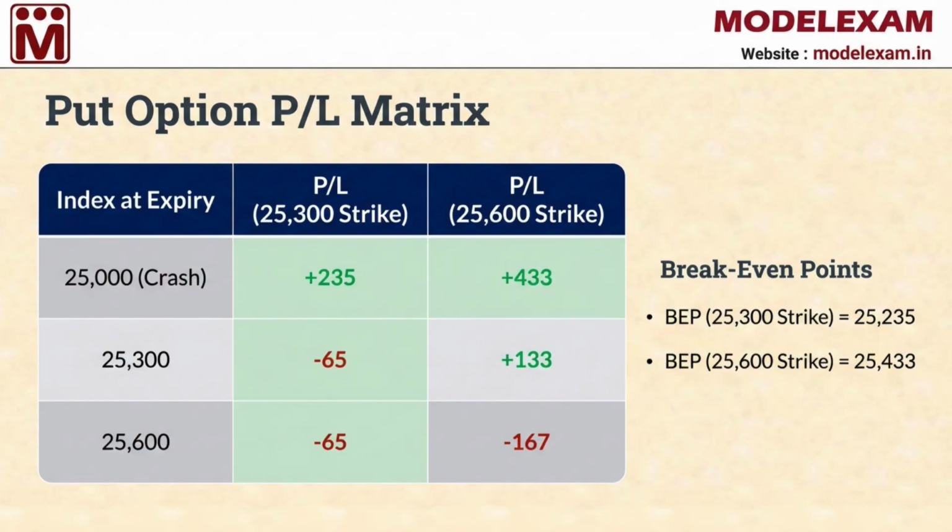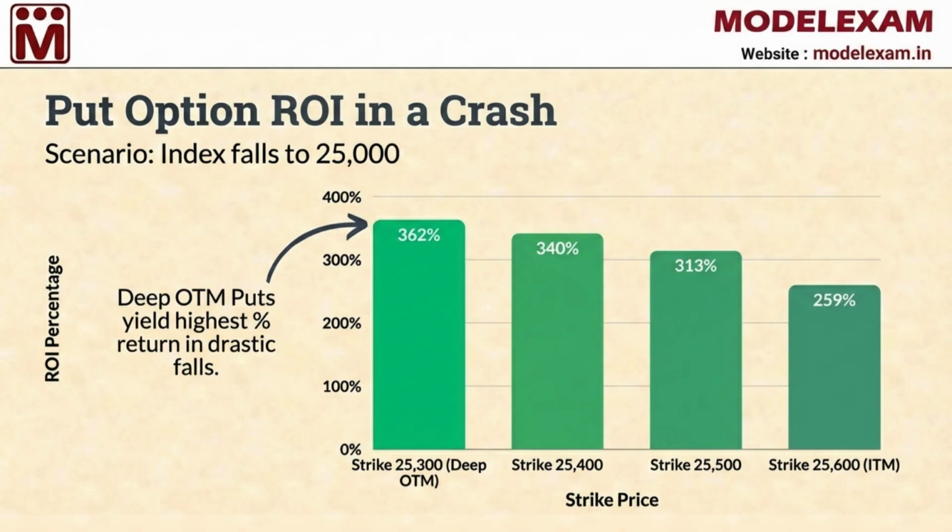In the event of a drastic market fall where the index drops to 25,000, we see a very high return on investment for put buyers. Deep out of the money puts yield the highest percentage return because they were the cheapest to buy initially. For example, the strike price of 25,300 yields a massive return of 362%, showing how powerful these options can be during a market crash.